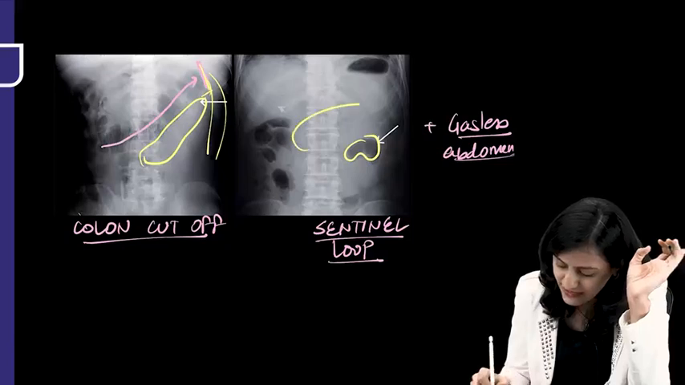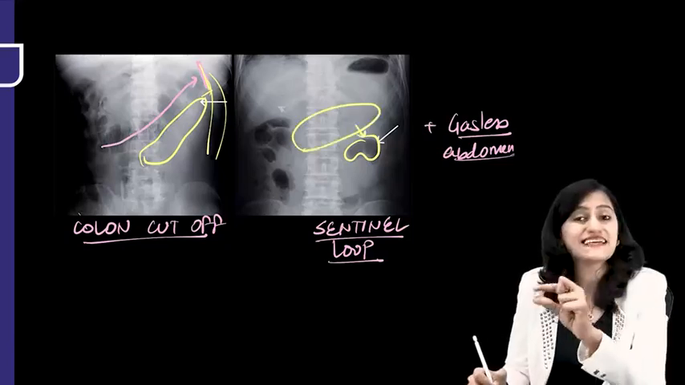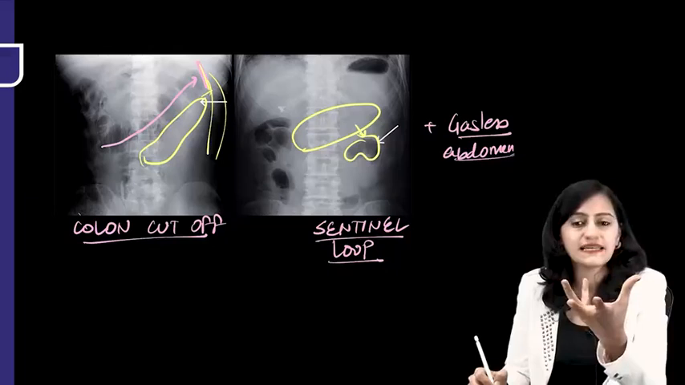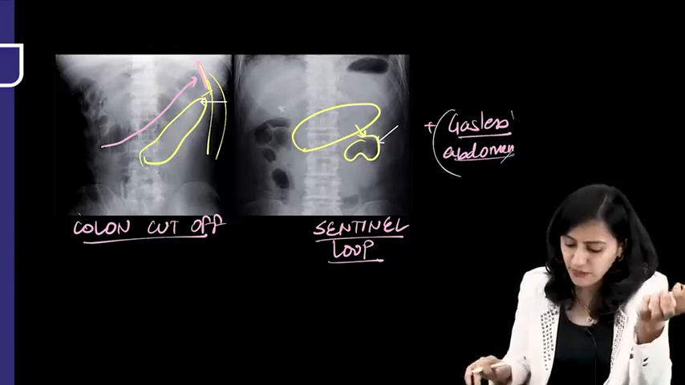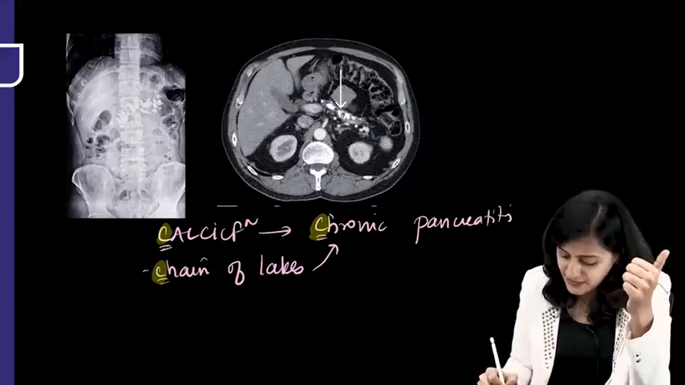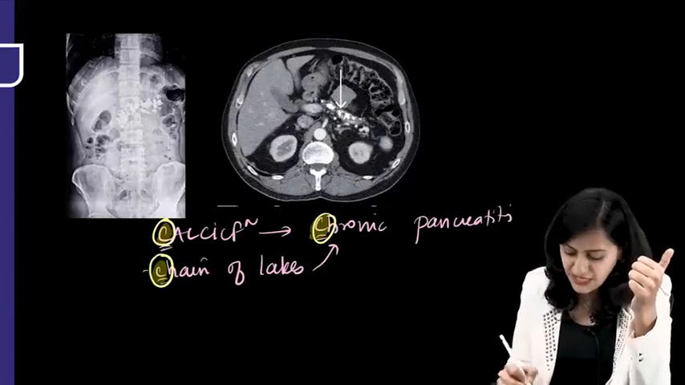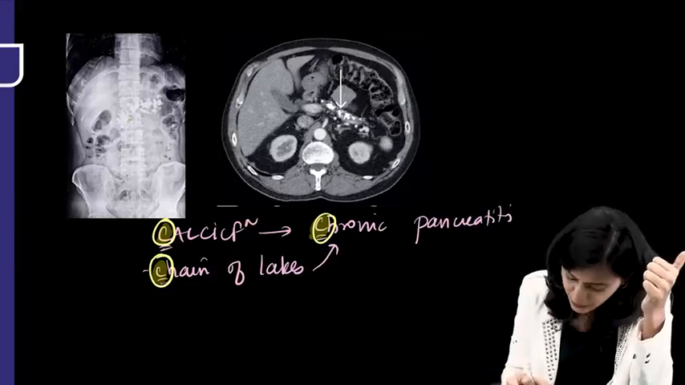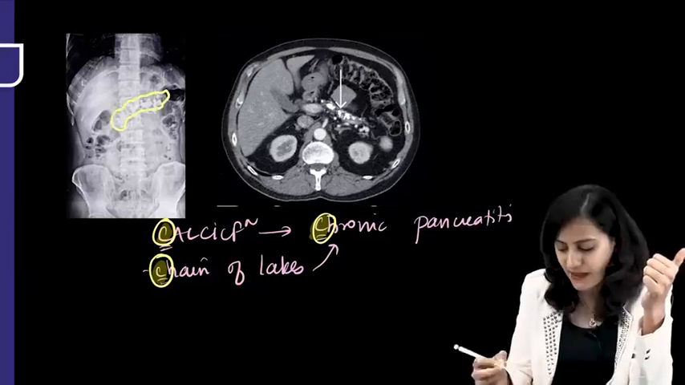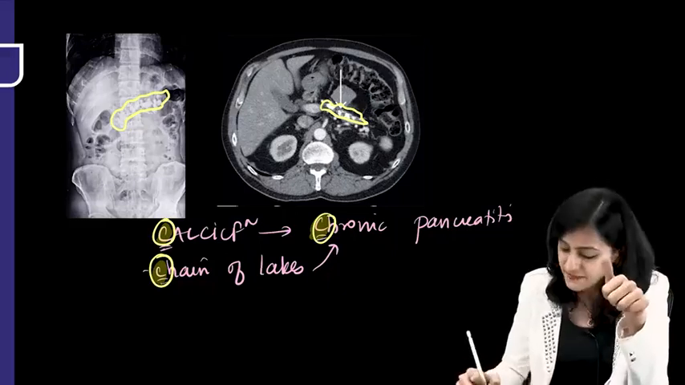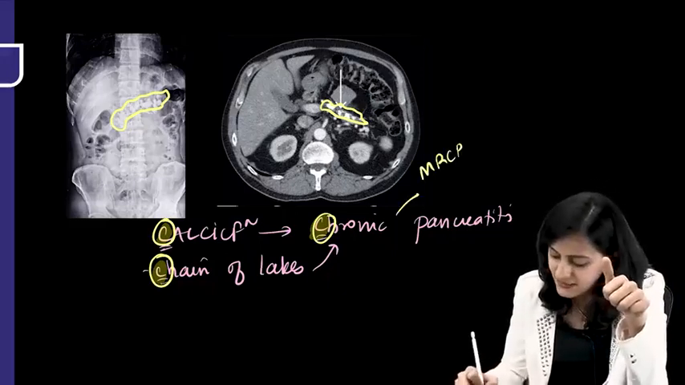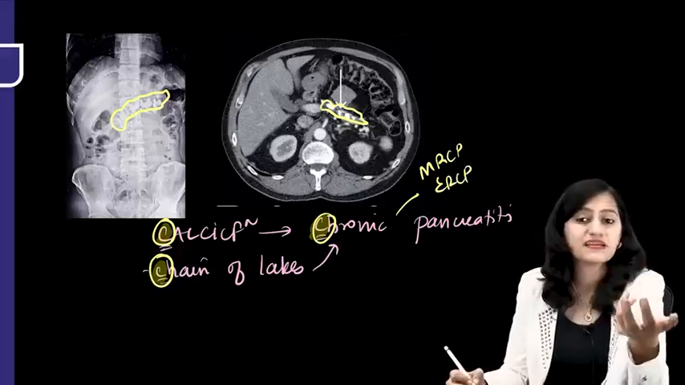Sentinel loop sign is adjacent to the pancreas. The sentinel bowel loop has become dilated. And the gasless abdomen is also what we see because of recurrent vomiting. Chronic pancreatitis, remember C for C, has calcification and chain of lakes appearance. So when you see the calcification in the pancreas, think of chronic pancreatitis. For chronic pancreatitis, MRCP, ERCP is a better investigation.